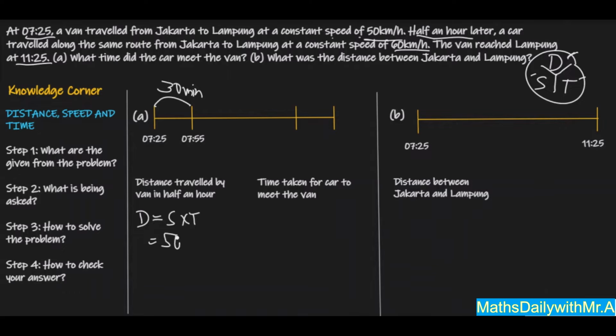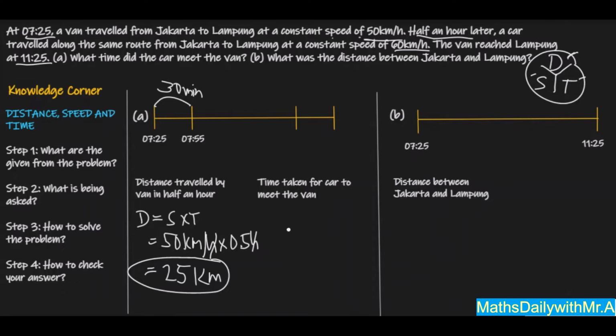50 kilometers per hour times 0.5 hour. Cancel the hour. This will give us 25 kilometers. The van traveled 25 kilometers within half an hour.